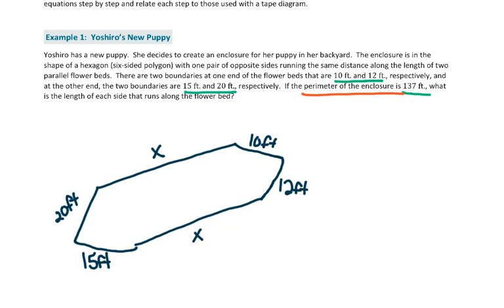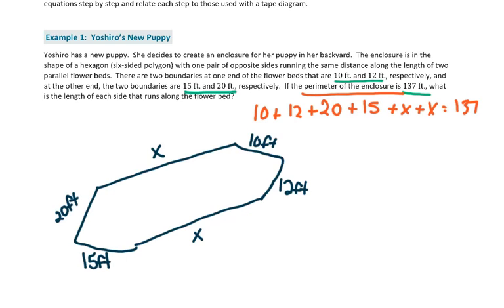So first you're going to write an equation for this. If you want to pause the video now, it would be a good time to do that. Write your equation and then you can check it with mine. So if I have 10 plus 12 plus 20 plus 15 plus x, I know that that will equal 137 feet.